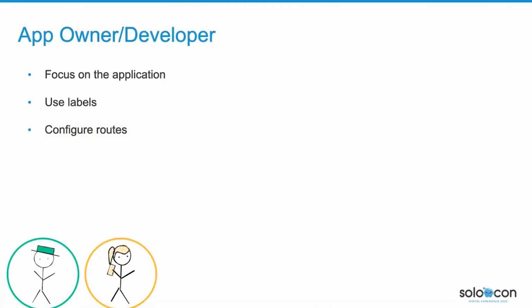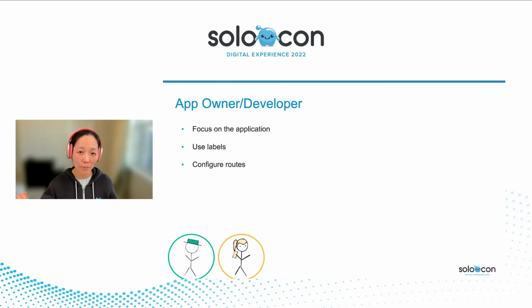So from an application owner and developer perspective, we're really allowing them to focus on their application. They can use labels to pick out what policies they want to use. And the operator can delegate routes to them, so they can just configure the route table. That's pretty much the primary resource they need to learn, and everything else is just built into their existing workflow and Kubernetes resources today.